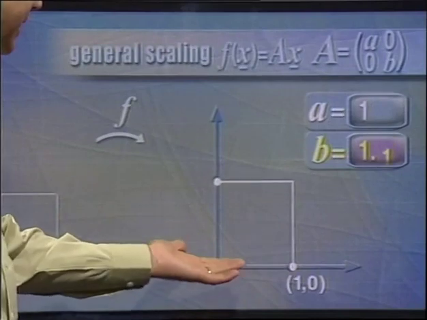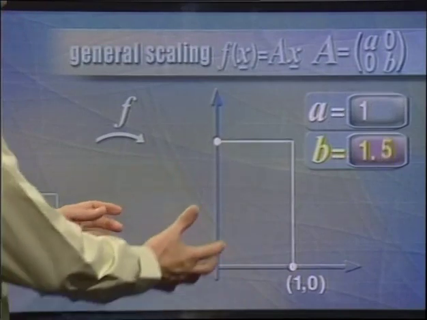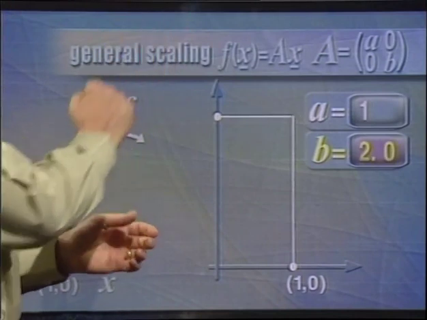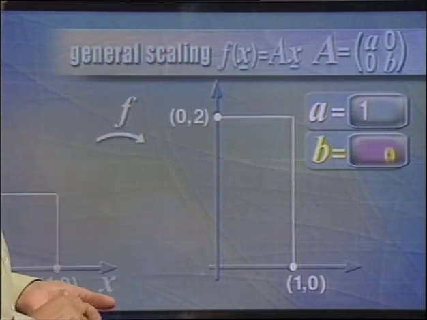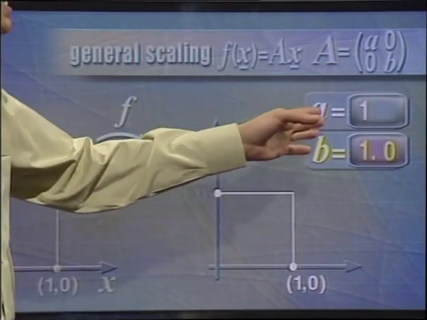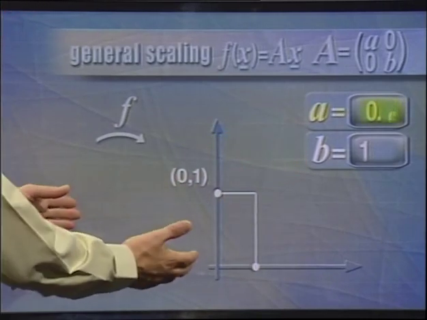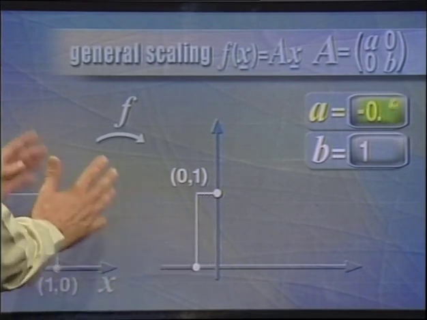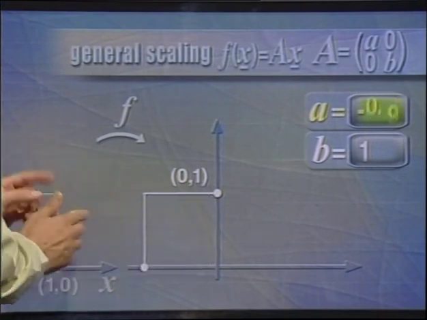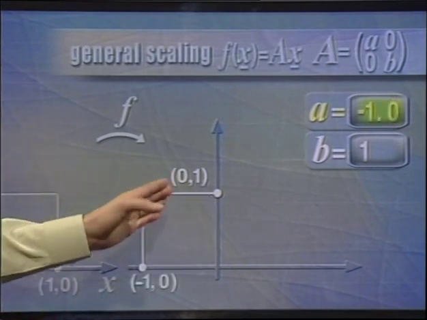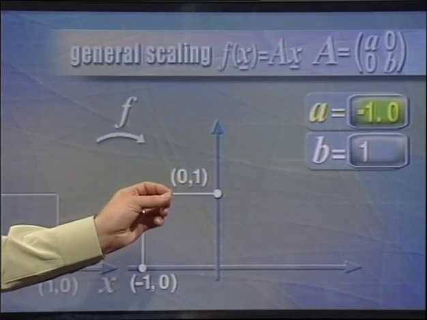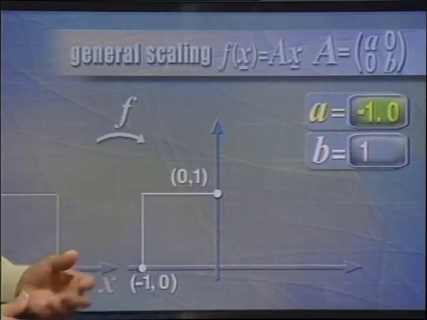As b increases, you can see the image is scaled in the y direction. If we now let a vary from 1 down through a half, 0, and let me just stop this when a is -1, because now you see that the image is the reflection which Francesca obtained earlier on in the programme.